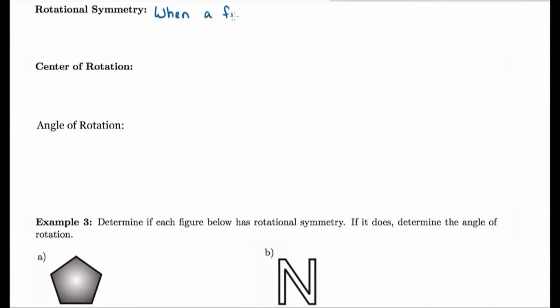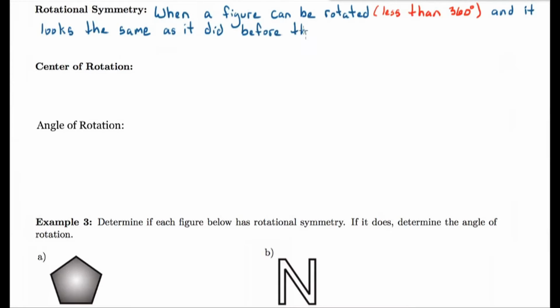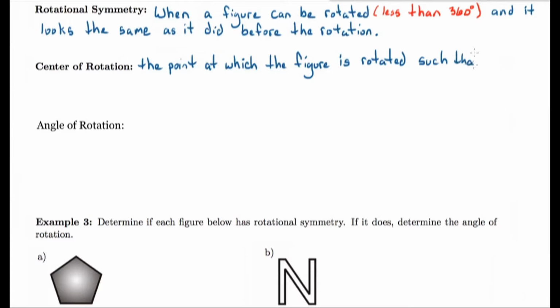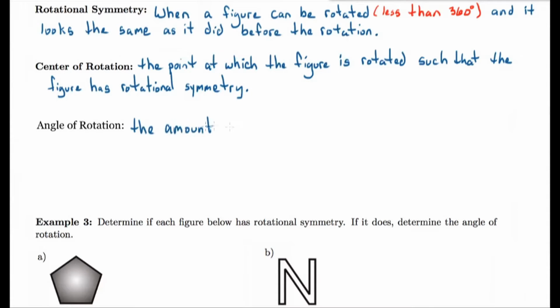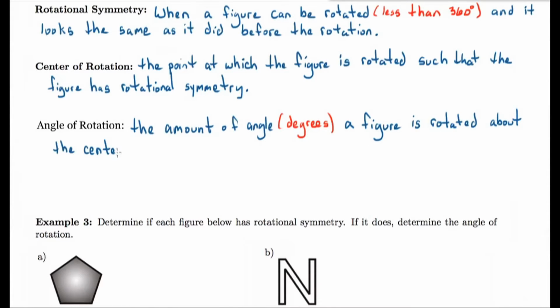Okay, so we've looked at lines of symmetry. Let's take a look at rotational symmetry. A figure has rotational symmetry when it can be rotated less than 360 degrees and looks the same as it did before the rotation. The center of rotation is the point about which the figure is rotated such that the figure has rotational symmetry. And the angle of rotation is that amount of angle, usually in degrees, a figure is rotated about the center of rotation. Example 3: determine if each figure below has rotational symmetry. If it does, determine the angle.